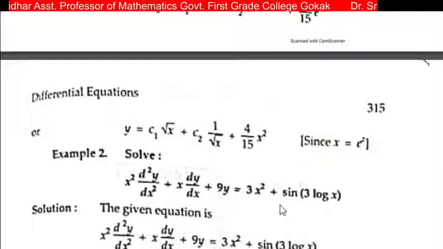So in this case, replace z by log x. Wherever z is, just replace it by log x. When we replace it by log x, then by using the properties of indices, this takes the form y is equal to c1 root x plus c2 into 1 by root x plus 4 by 15 into x square. So this is the solution of the given differential equation. Like that we have to solve the given differential equation.